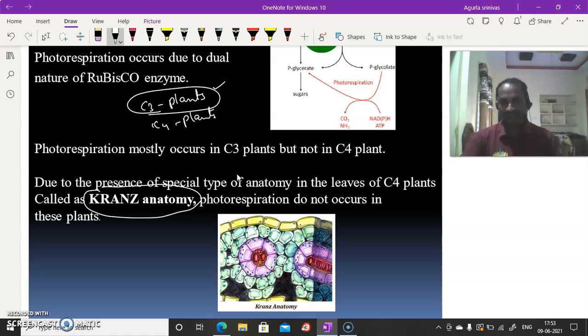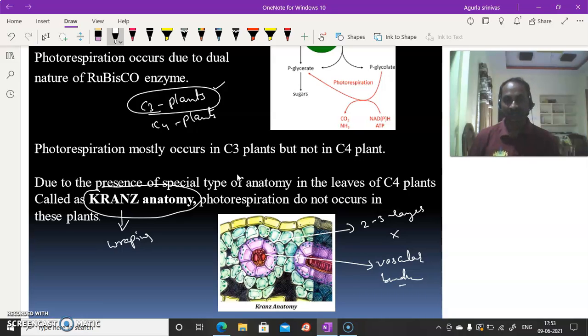Kranz is a German word which means wrapping. Here you can see around the vascular bundles. Vascular bundle is nothing but xylem and phloem combinedly called vascular bundle. Around the vascular bundle there are 2 to 3 layers of cells. These are called bundle sheath cells or bundle sheath layers. The cell walls of bundle sheath cells are very thick due to the deposition of suberin material, and these are called Casparian strips.